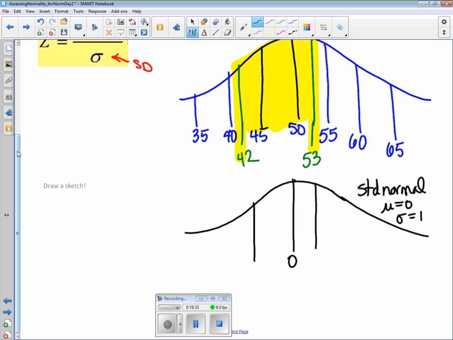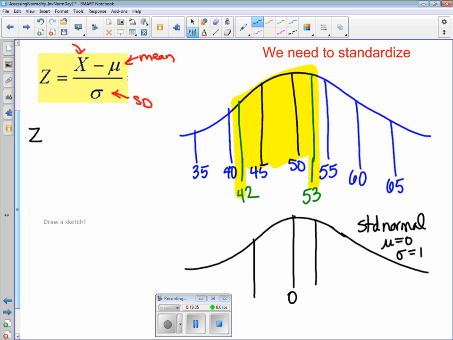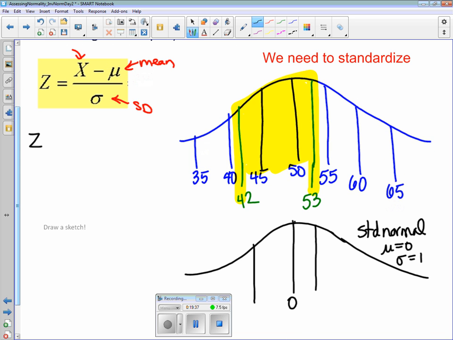So the z-score that's associated with 42 is going to be 42 minus 50 divided by 5. Make sure you understand where all those numbers came from. 50 is the what? The mean. The standard deviation is 5. And we're just finding the one that's associated with 42. What number do you get here? Negative 1.6 exactly.